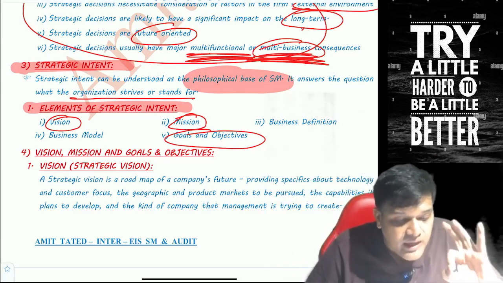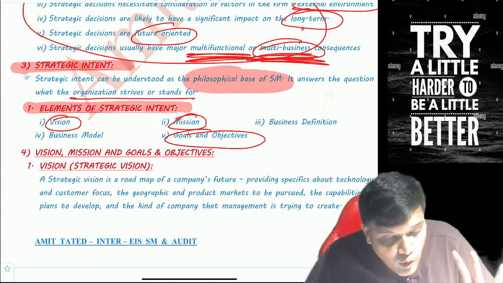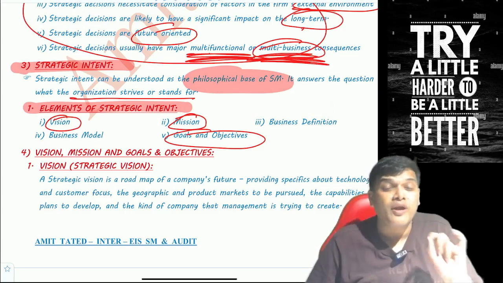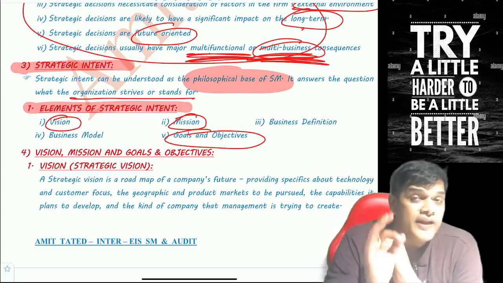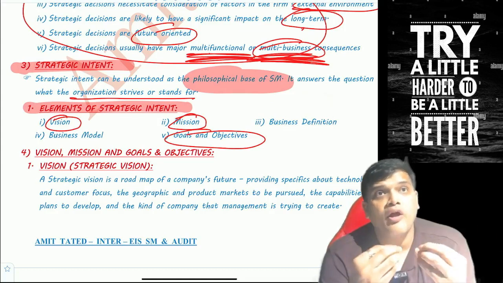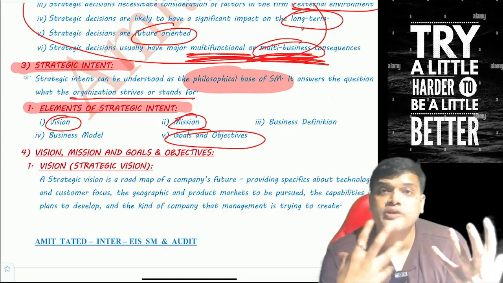Right now, if you want to become a CA, that is your goal. Are you getting the point? But what is the difference between goals and objectives, Malik? Goals are long term, objectives are short term. But to be very precise, goals are not definite, objectives are definite.